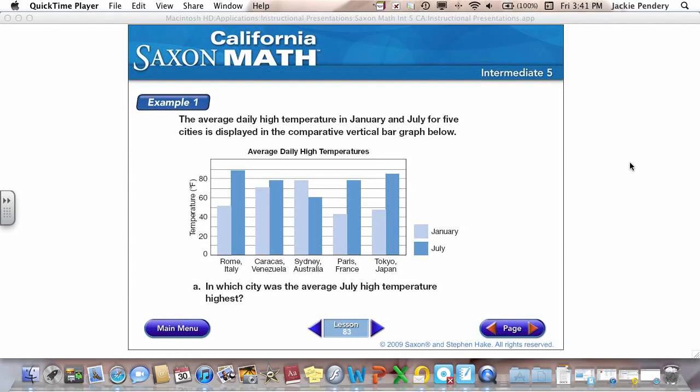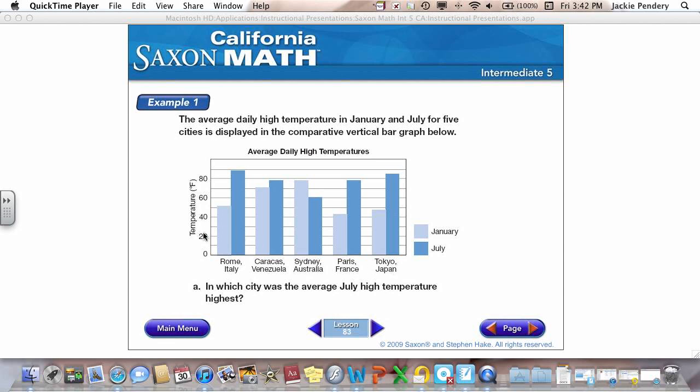Hi everybody, today we're going to be doing lesson 83, comparative graphs. Now we've been talking a lot about graphs recently, but today we're going to talk about a graph that will represent two different sets of data in the same graph. So this graph is average daily high temperatures for January and July in Rome, Caracas, Sydney, Paris, and Tokyo.